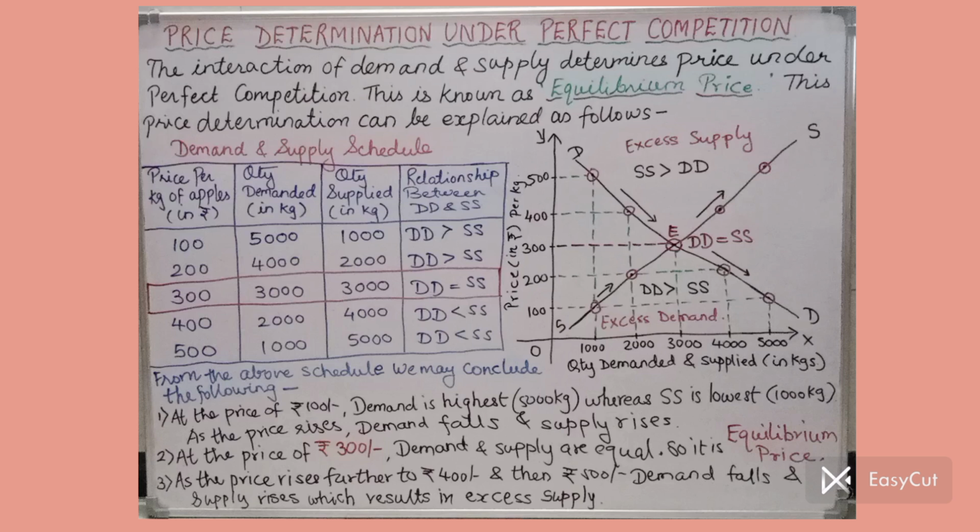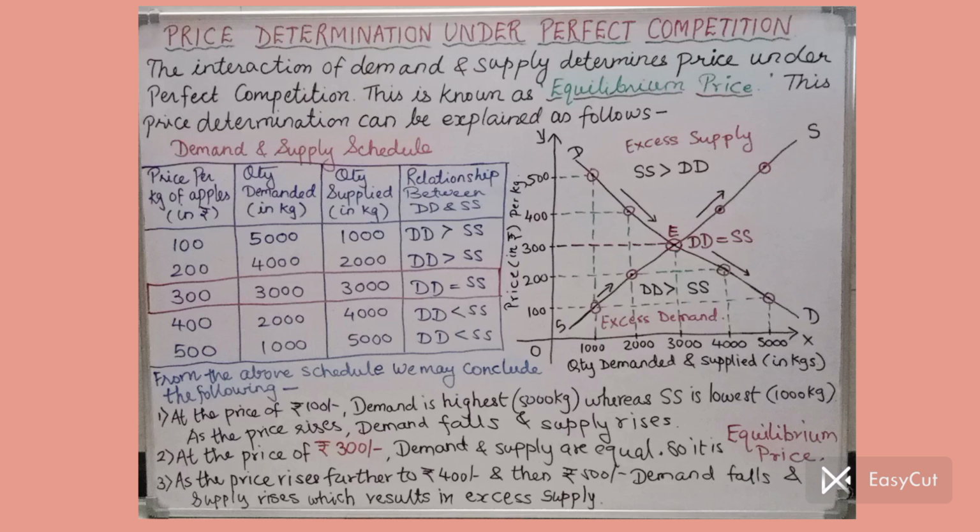So here we are getting our equilibrium price, because at this price the demand will equate supply. And if the price rise continues further in the market, that is, say 400 and 500, then there will be a continuous fall in demand from 2000 to 1000, and similarly the supply will rise. At 400 price the supply will be 4000 kg, and at 500 price the supply will be 5000 kg. In both these conditions demand will be less and supply will be more. So in short, we may say there is excess supply in the market.